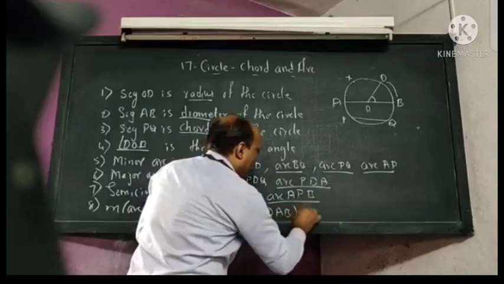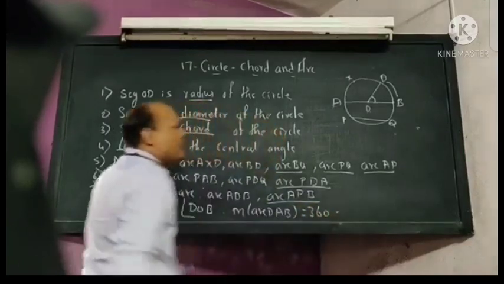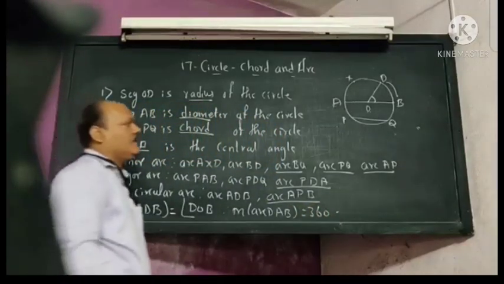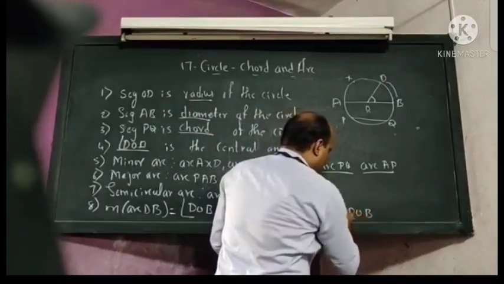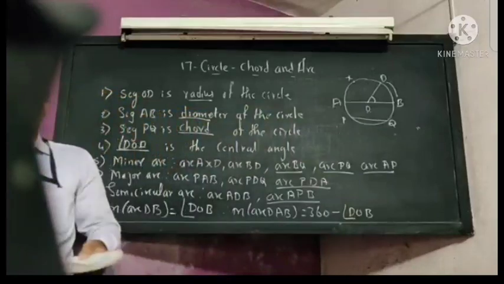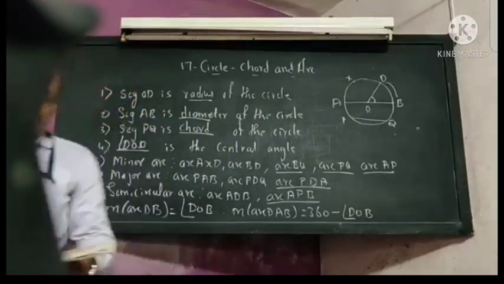DAB will be, the measure of the arc of a circle is how much? 360. The measure of the whole circle is 360 minus that angle, that is DOB. This is the revision part we had done already. Let's recall, and now we will continue with this topic.